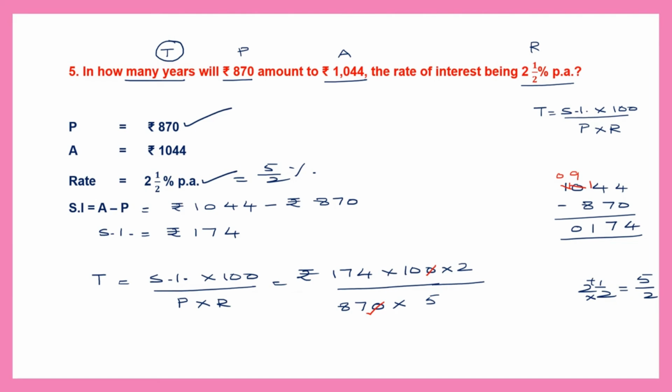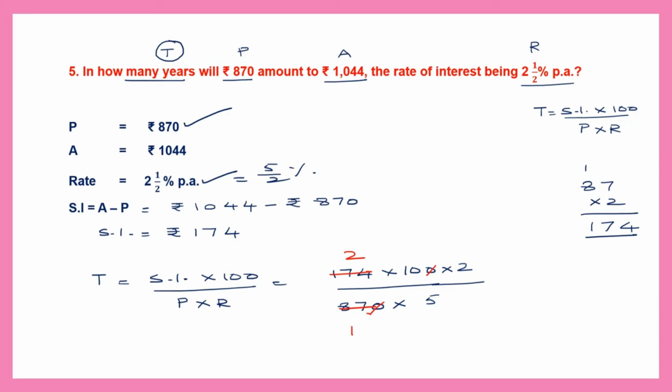Now what else can we cancel? Can we cancel 87 and 174? Let's try 87 into 2 and see what we get. 2 sevens are 14, carry 1. 2 eights are 16 plus 1, 17. We've got 174. So we can cancel 87. 1s are 87. 87 2s are 174. We can also cancel 5 and 10. 5 1s are 5. 5 2s are 10.